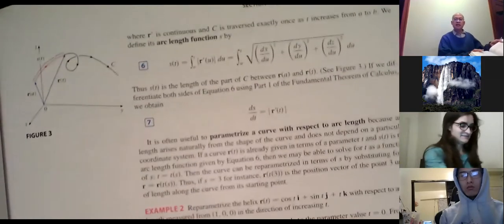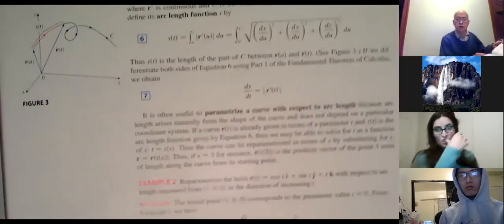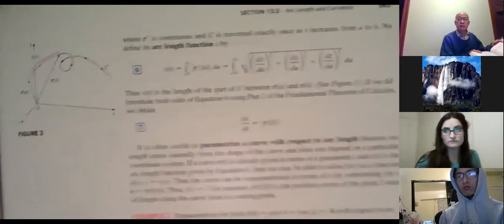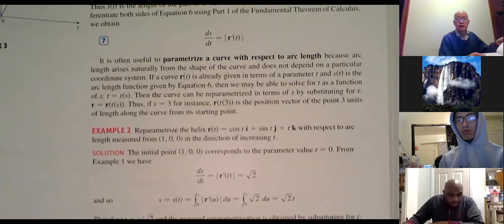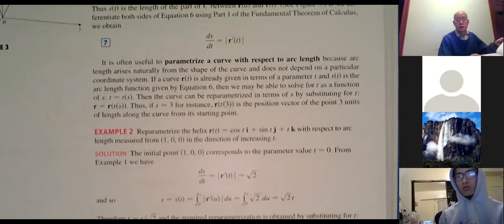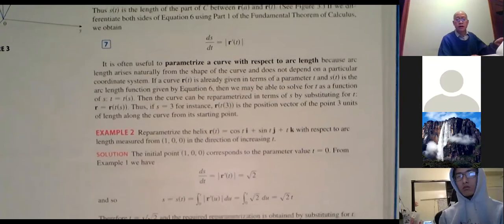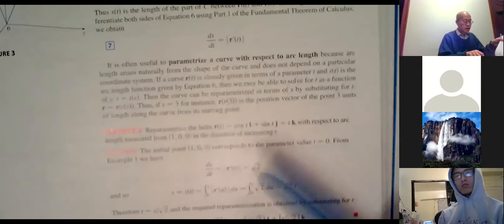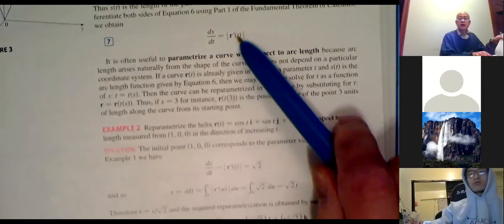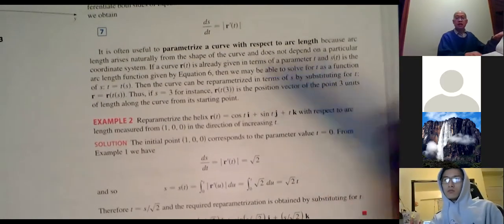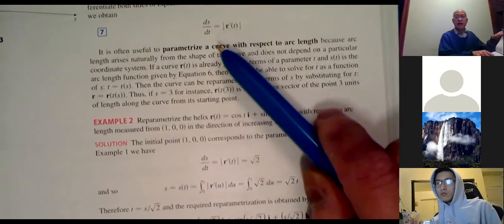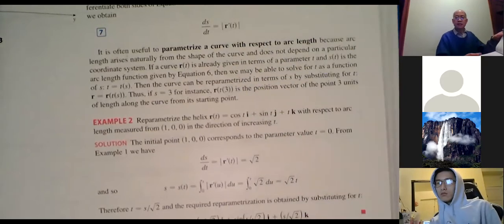I do have to mention this. It's a little bit tough to explain, but I think there was only one homework problem involving it, so I'll just mention it in passing. On page 863, you have something called parameterizing a curve with respect to arc length. ds/dt is the norm of r prime. If you multiply both sides by dt, it ends up looking like ds is equal to the norm of r prime of t dt.